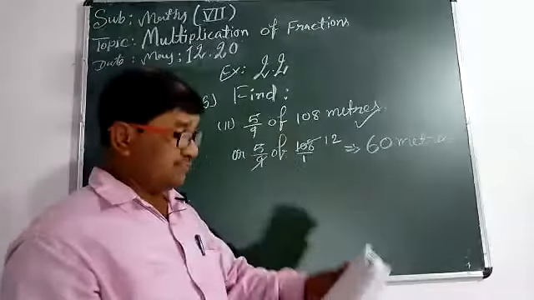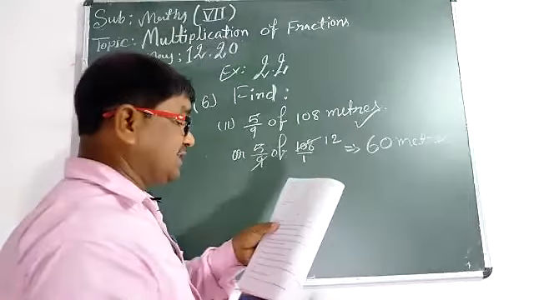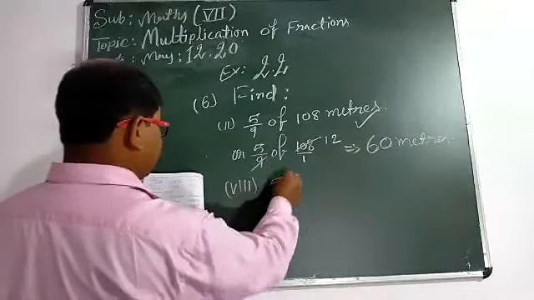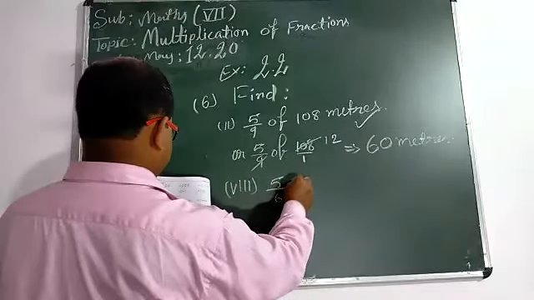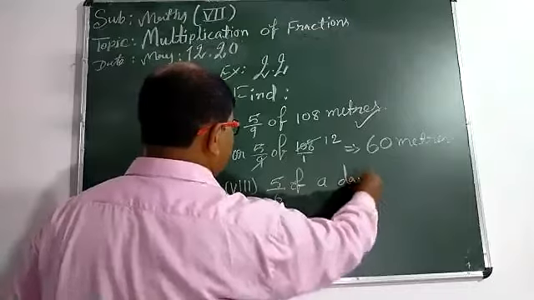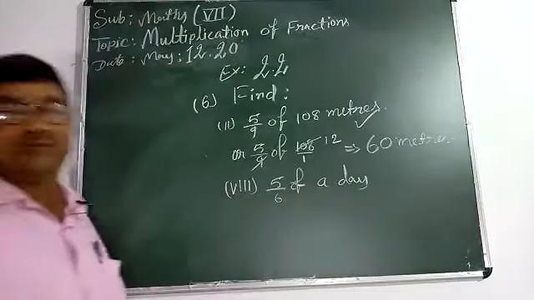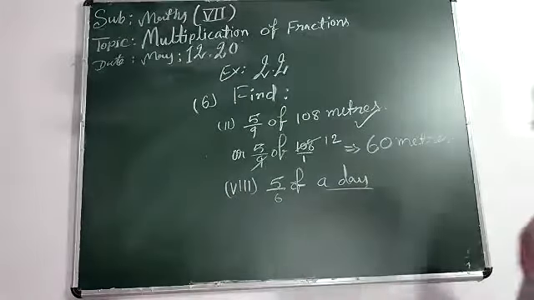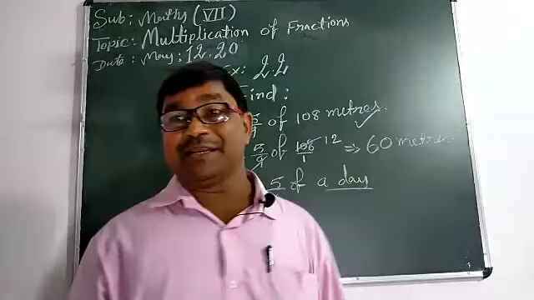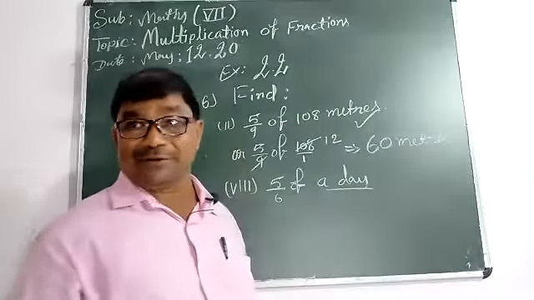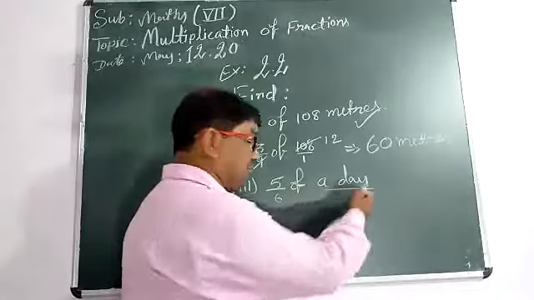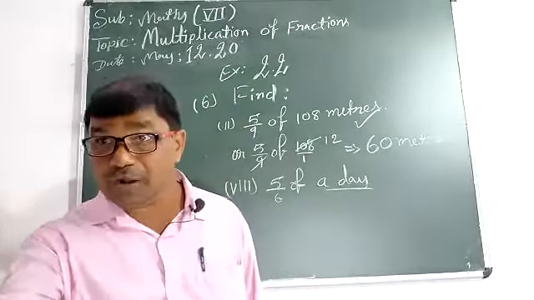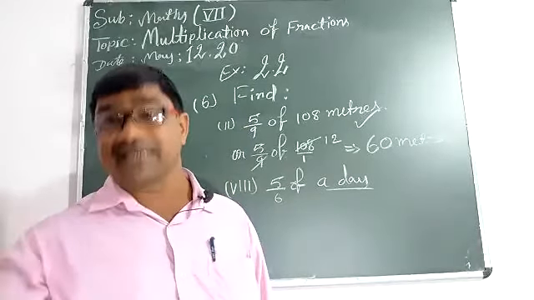Understood this type of sum? I am giving you one more. Sum number 8: 5 upon 6 of a day. What do you mean by day? It may be 1 year, it may be 1 month, but here 1 day. A day means 1 day. There is the unit here.